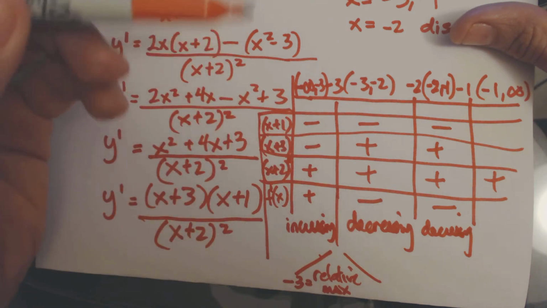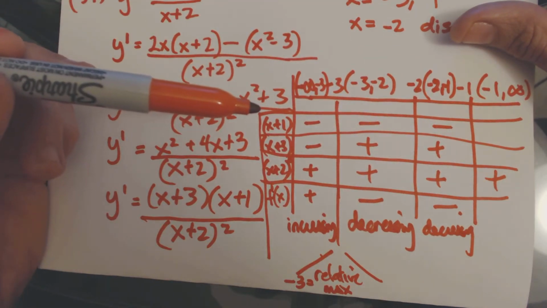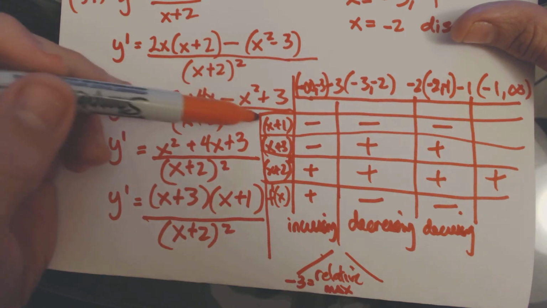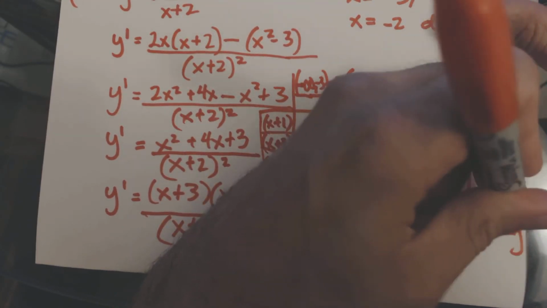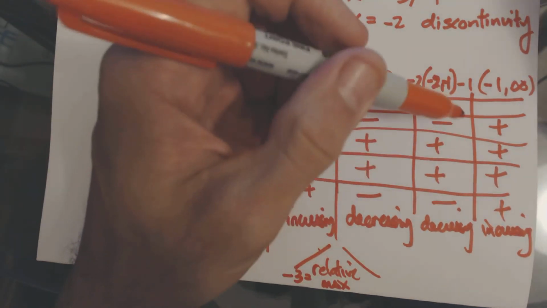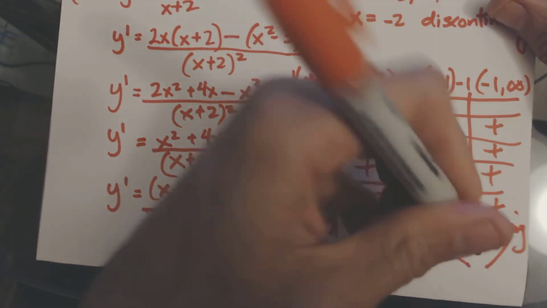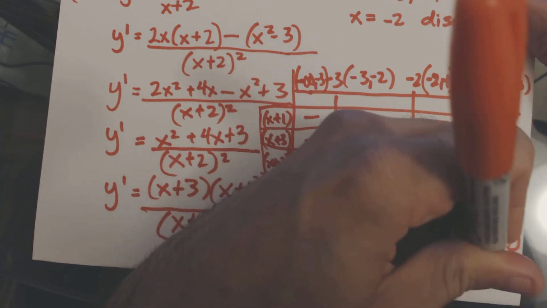And then finally, negative 1 to infinity. Let's plug in 0. 0 plus 1 is positive. 0 plus 3 is positive, so it's positive, so it's increasing to the right of negative 1. Decreasing to the left of it, so we have a relative minimum. So negative 1 is a relative minimum.